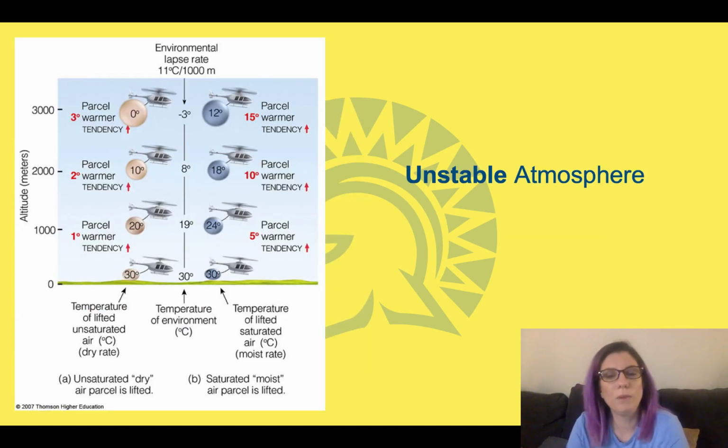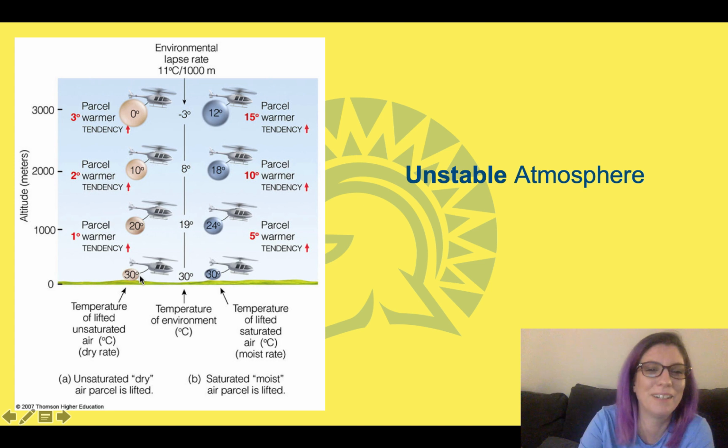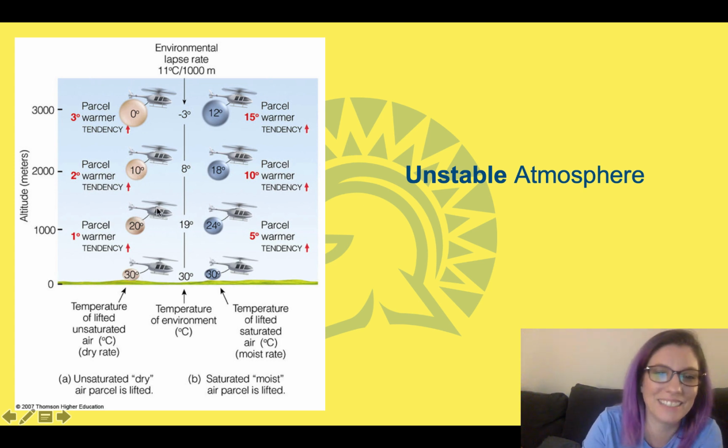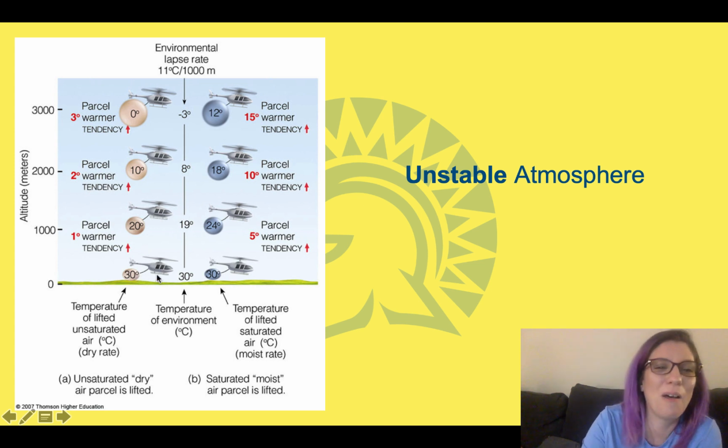Now, let's flip over and look at an unstable atmosphere. Again, we're going to have this person inside of a helicopter rising an air parcel up. When I first started teaching this class, I could not understand why there's a helicopter in these pictures. But I've come to realize there's a little string there. I think he's pulling these air parcels up.